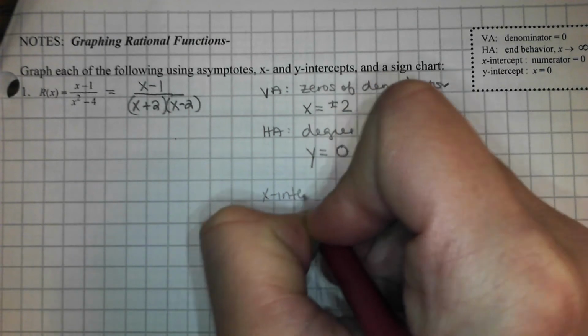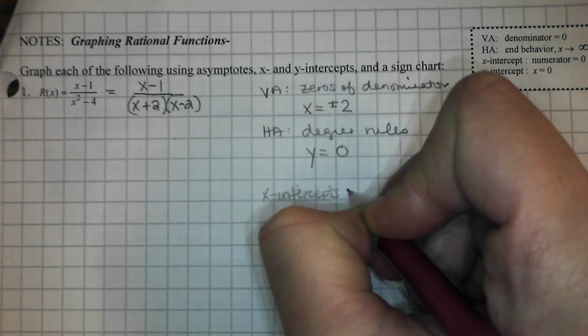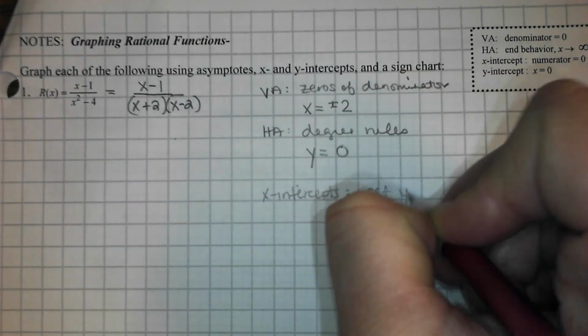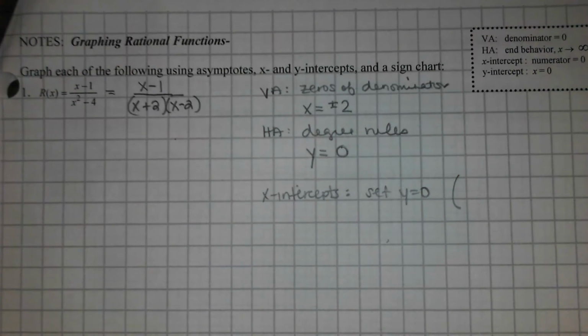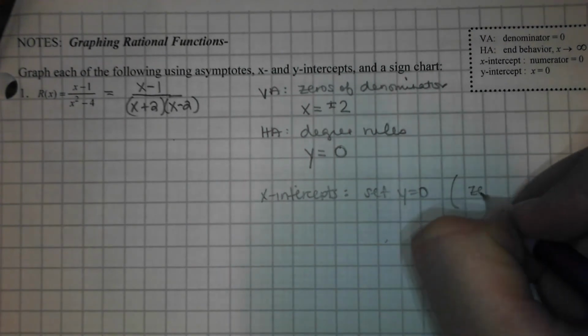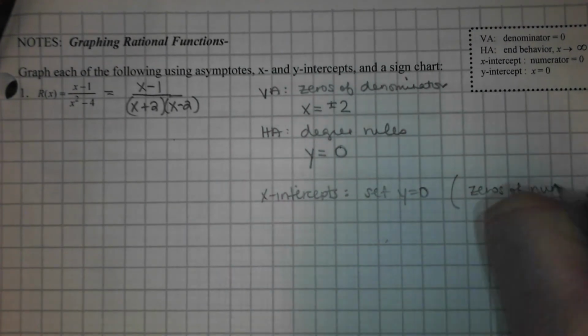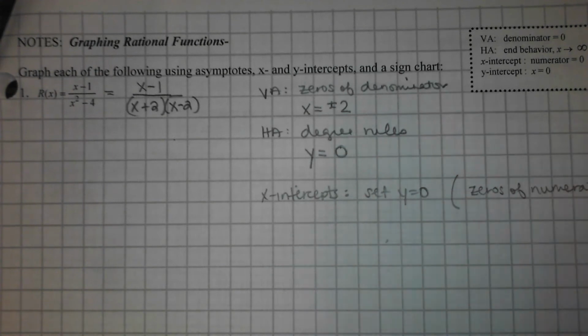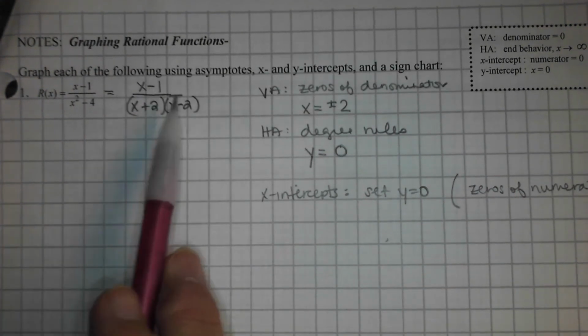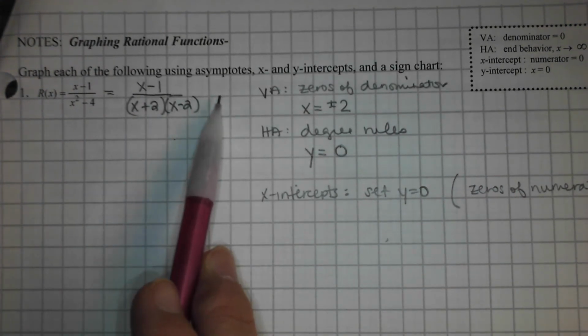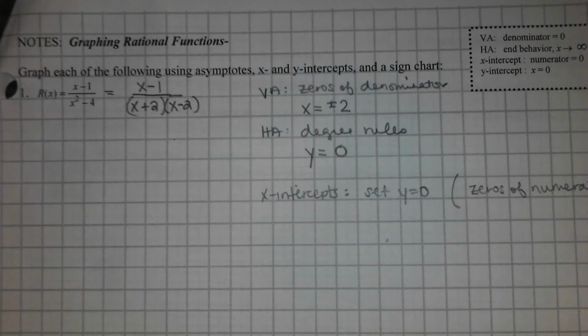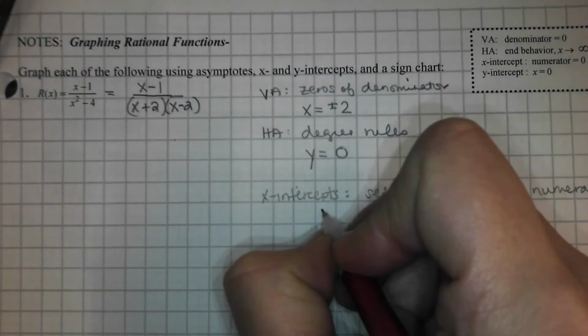X-intercepts. Set y equal to 0, which essentially is going to really come from the zeros of the numerator. Because the only way this function is going to equal 0 is if the numerator equals 0, which is that x equals 1.